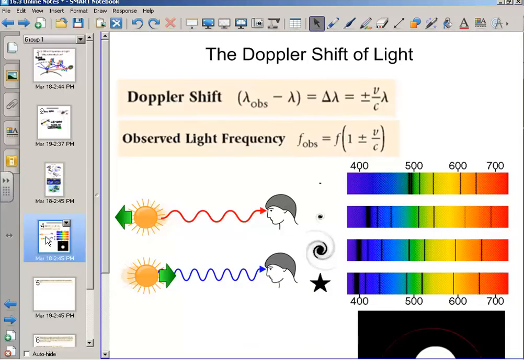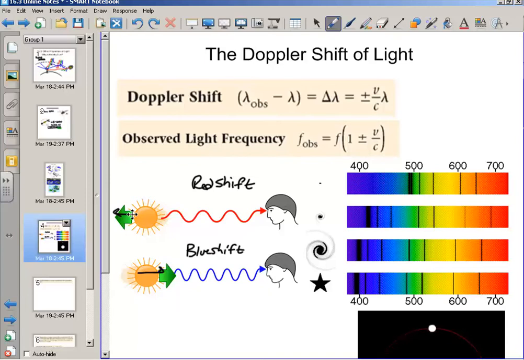The Doppler shift. The Doppler shift is in light as well as sound. These are the equations up here, frequency and wavelength. Now, when things move away from you, as you see right here, it gets stretched out, and we call this a redshift. If things move towards you, we call this a blue shift.